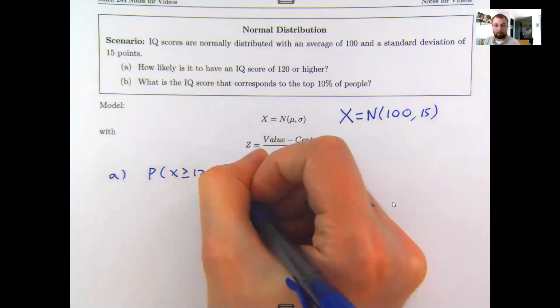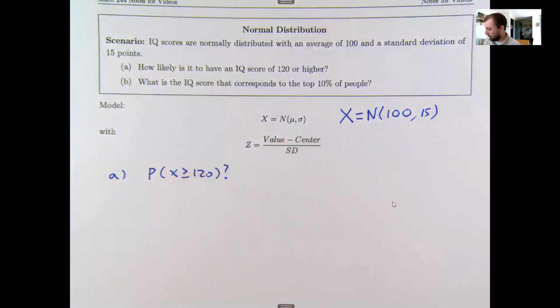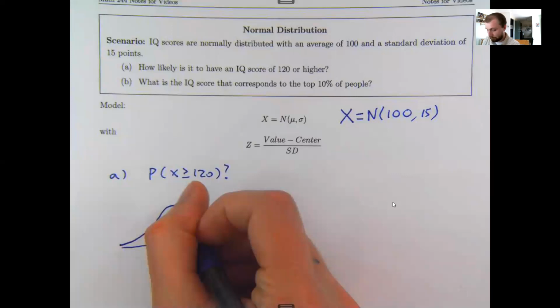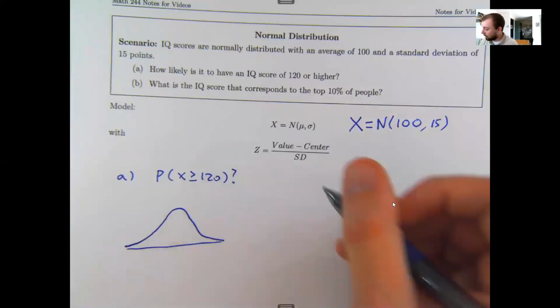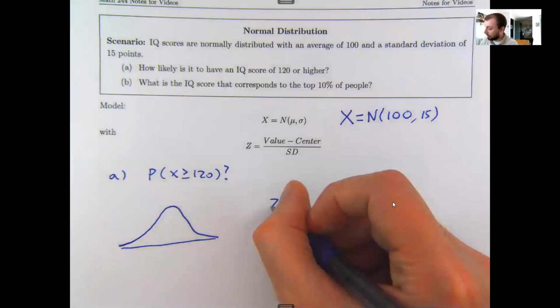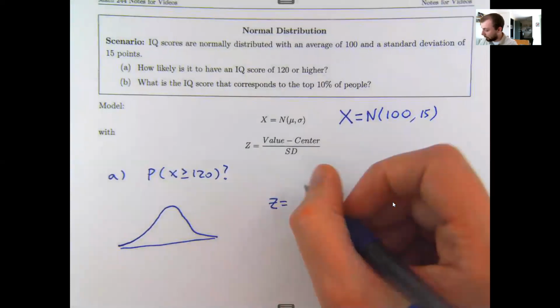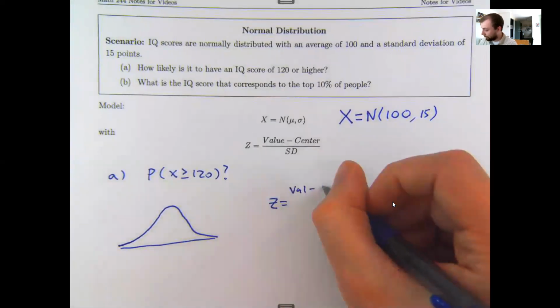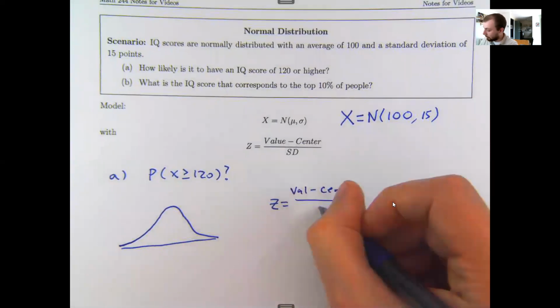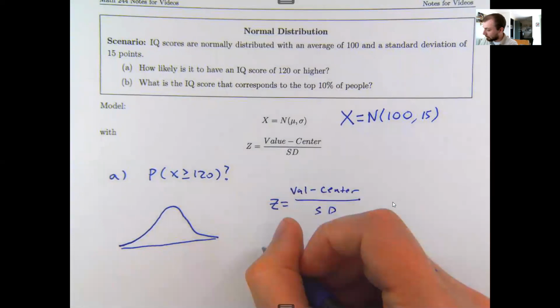My process for finding these is always going to be the same 3 steps. I'm going to draw a picture. I'm going to calculate a z-score. And I'm going to find that z-score by taking the value that I care about, subtracting the center, and dividing by the standard deviation. And finally, I'm going to look this thing up inside of a table.